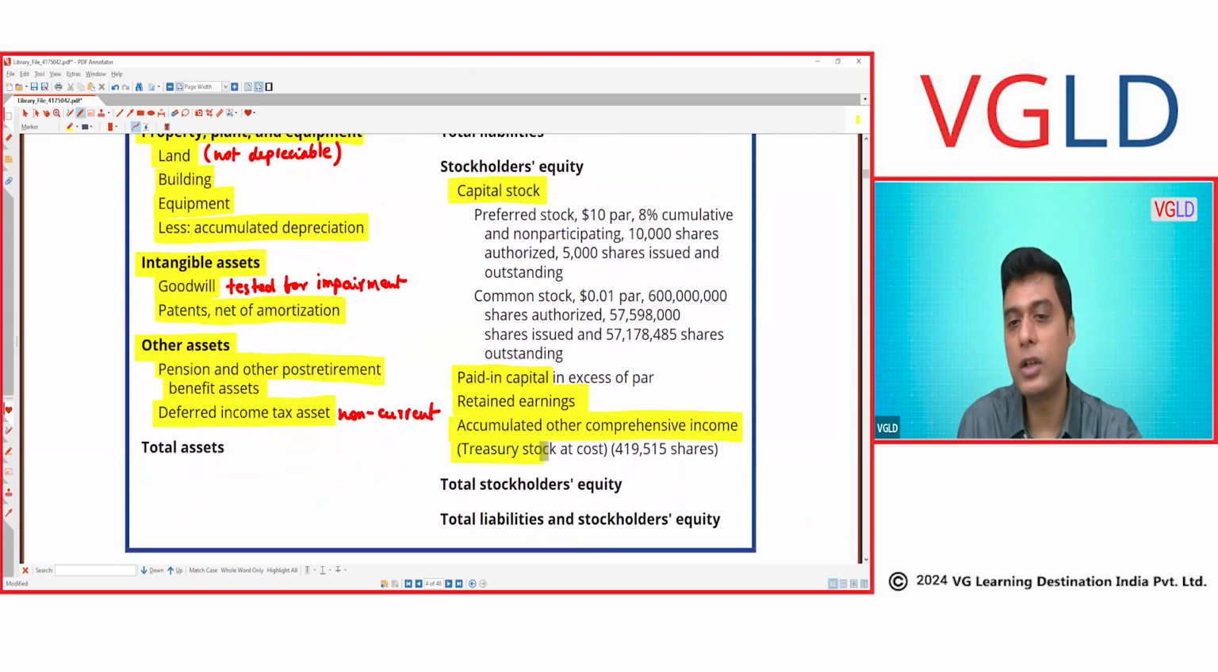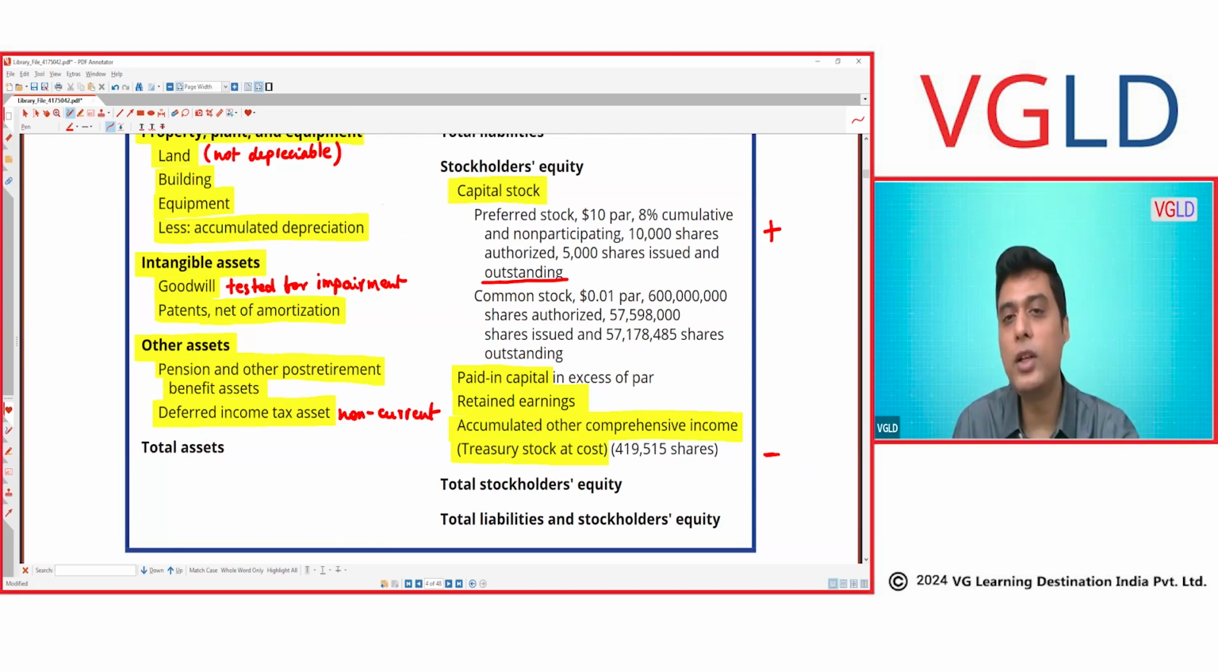You can see here treasury stock at cost. Okay, so treasury stock is a minus item. The shares that you have issued is a plus item. These are the shares that are issued, outstanding, etc. Right? Outstanding. So it's a plus item. When you buy back your shares, it's a minus item. Right? So it's a contra equity. Treasury stock is a contra equity item. Just like we saw accumulated depreciation is a contra asset item, treasury stock is a contra equity item.